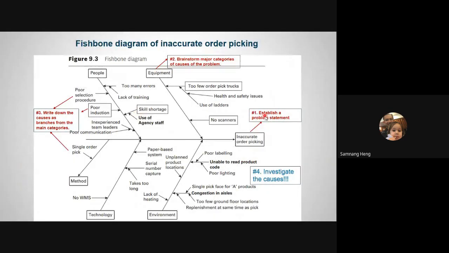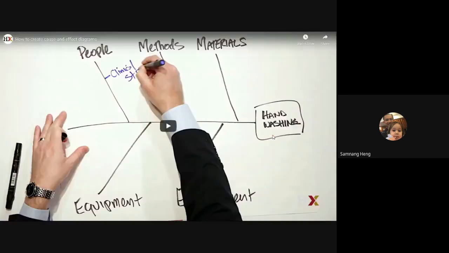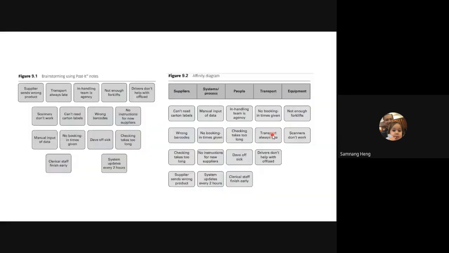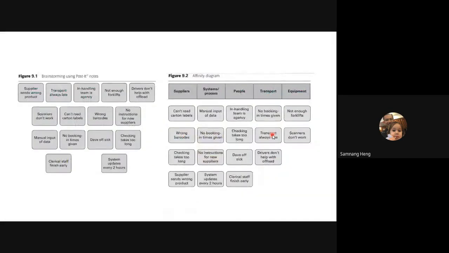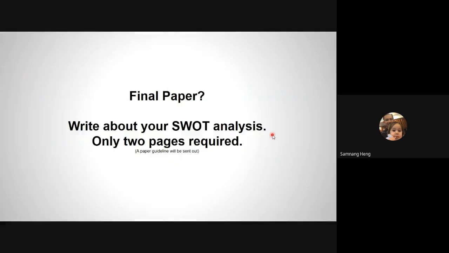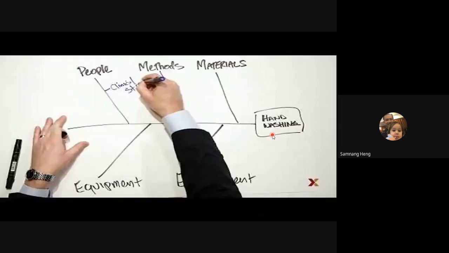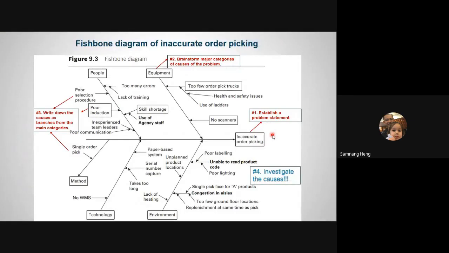So the first step, you try to find what is the problem statement. You find there are a lot of problems here, and how could we find it? Through brainstorming. Brainstorming helps you to define the problem. So the problem related to supplier. What's wrong with supplier? So you define the problem. For example, in the book, the problem is related to inaccurate order picking. Problem with order picking. So we do that here. So this is the problem statement.